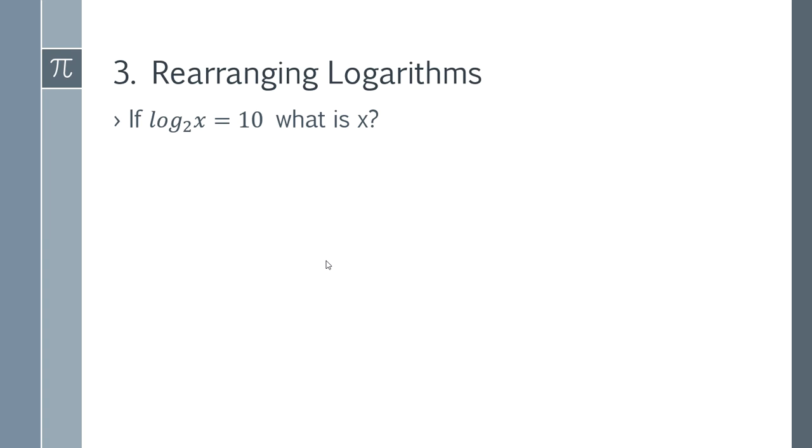Some of the questions towards the end require you to rearrange logarithms. There is a simple rule, which is if you have log to the base a of x equals b, it can be written in an exponential form. That means a number to a power.